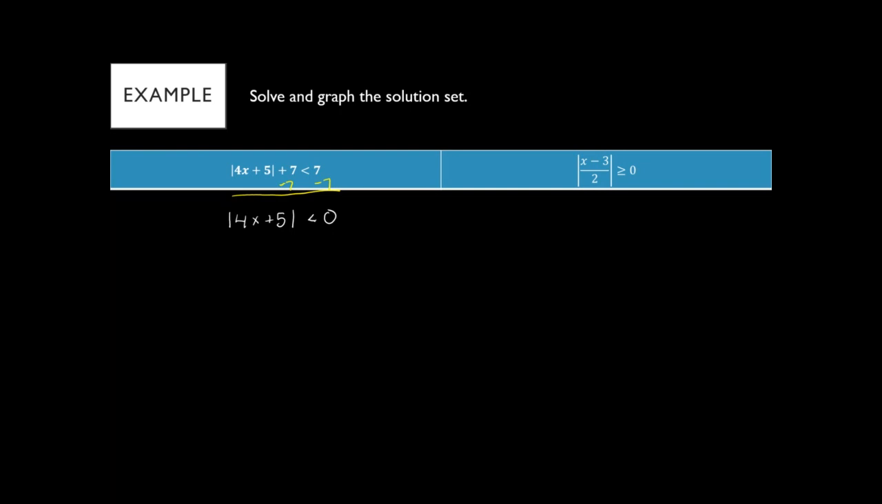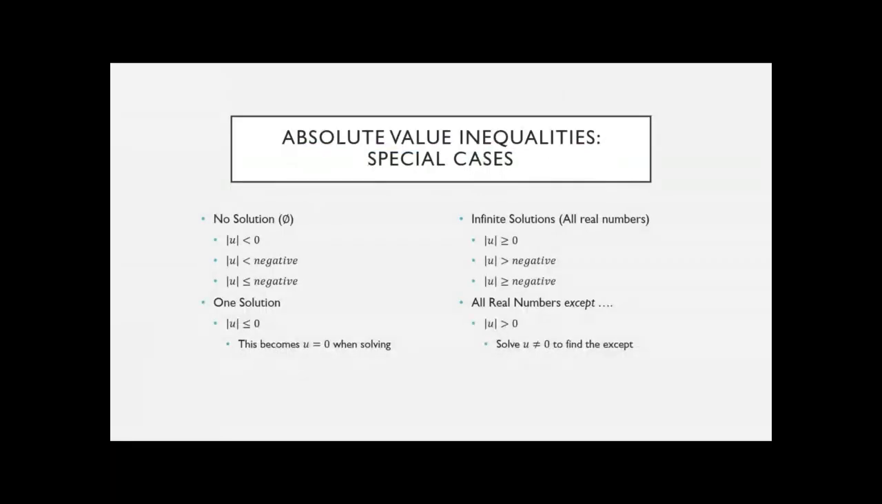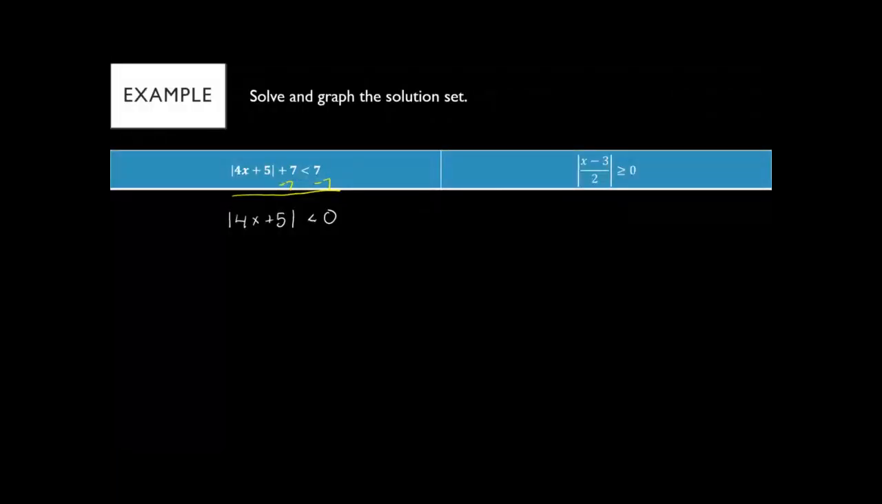So we have to go back to our special cases. If it's less than 0, there's no solution because we can't be less than 0. It's just never going to happen. So as soon as you get to that, you recognize we've got a special case. And so our solution is no solution. We've basically got the empty set. And I'm not going to bother graphing it because it's just an empty graph.